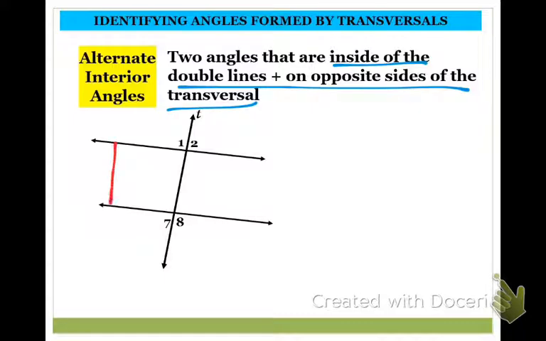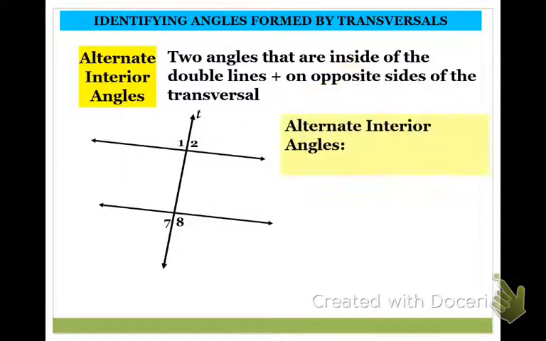All right, so again, inside means inside of these double lines. Okay, so first one's going to be 3 and 6. Good. 3 and 6. So in one color, and then 4 and 5 in the other.